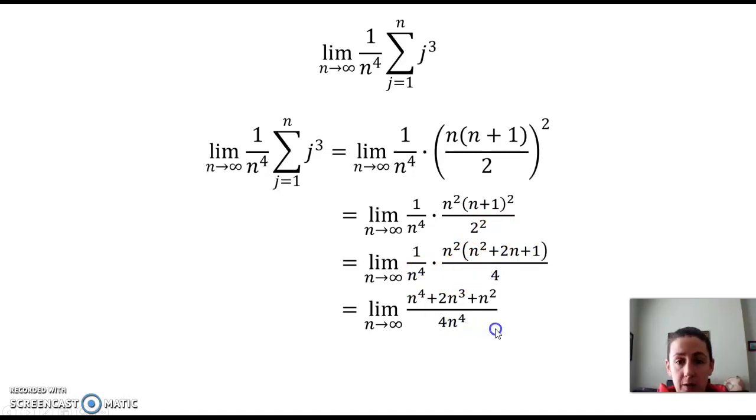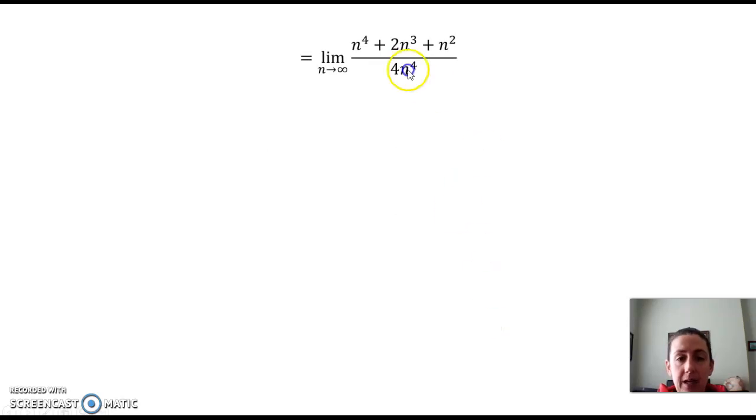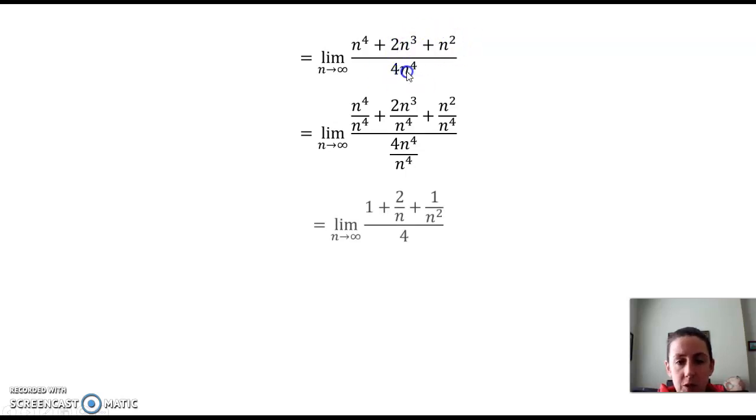Now, look at this for a little bit. We have a limit as n is approaching infinity of this term right here. We had a little trick that we talked about. We could take the highest power of n in the bottom and divide everybody by that, and then reduce, right? So we're going to do the n to the 4th over n to the 4th, this over n to the 4th, and this over n to the 4th, and reduce. And we get the limit as n approaches infinity of 1 plus 2 over n plus 1 over n squared all over 4. Now we're ready to take that limit.